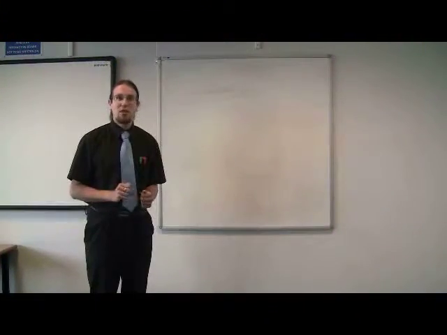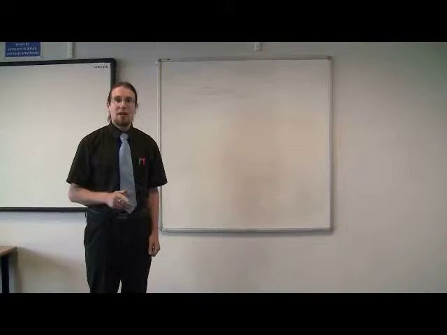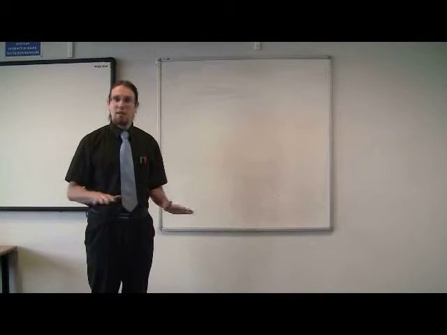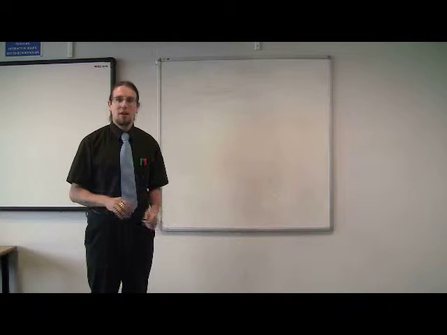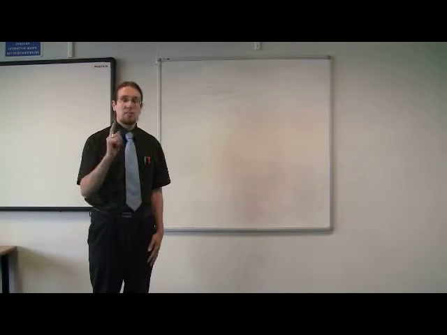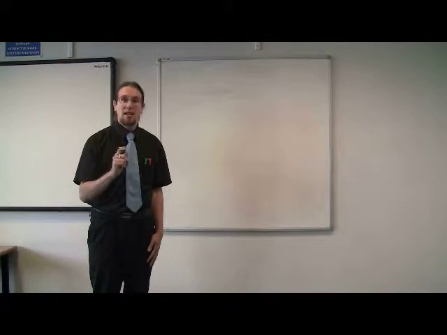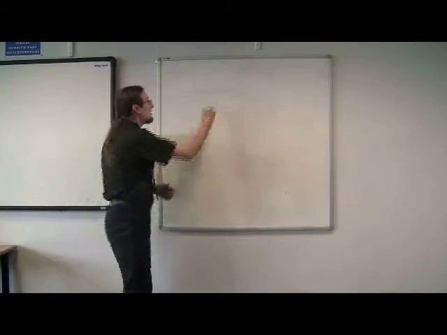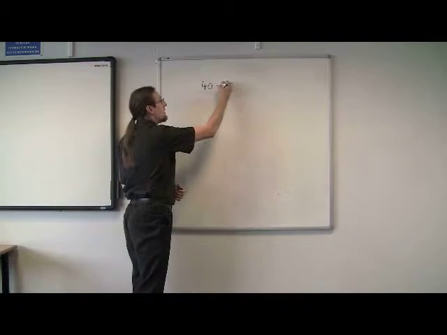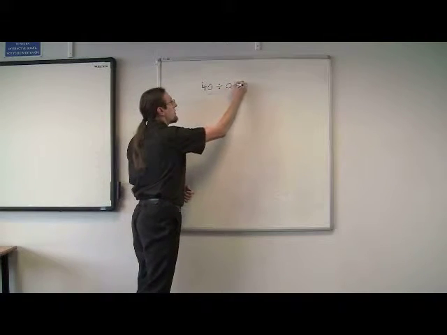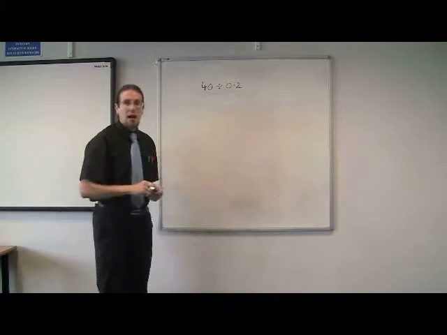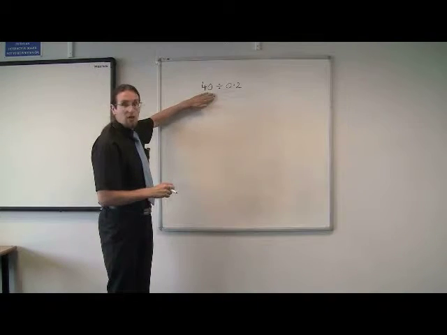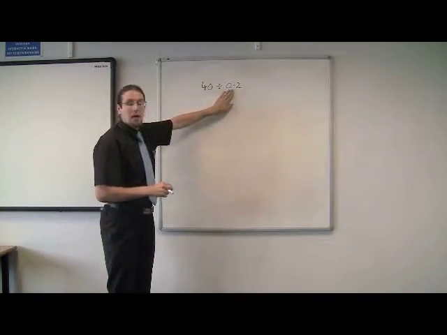at decimal division. Now normally when you divide, you expect your answer to be smaller than what you started with. That's not always the case with decimal division. If you divide by a number that's smaller than 1, your answer is actually going to be larger than what you started with. Let's have a look at 40 divided by 0.2. Our answer is actually going to be larger than 40 because we're dividing by less than 1.